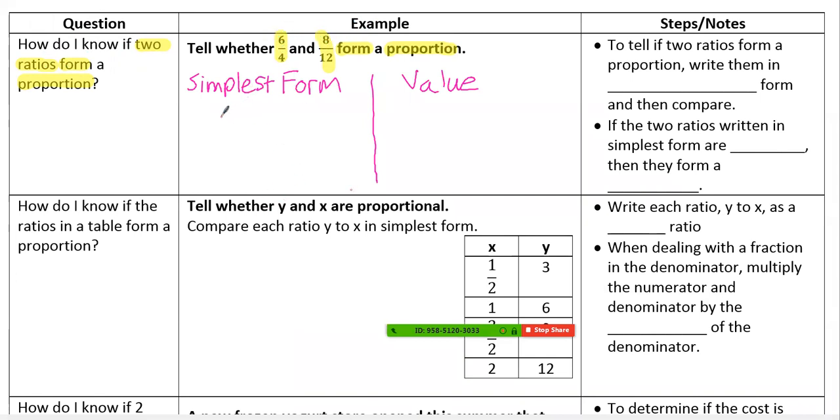First, we're going to try simplest form, 6/4. What is the greatest common factor of 6 and 4? 2. Factors are numbers that multiply into these products. And so when we divide both the numerator and the denominator by 2, we get 3 halves. Anytime you have 2 in the denominator, you can say it as halves. 8/12. What's the greatest common factor of 8 and 12? 4. You divide both 8 and 12 by 4, you get 2/3. Of course, 3 halves and 2/3 are not equal, and therefore these do not form a proportion.